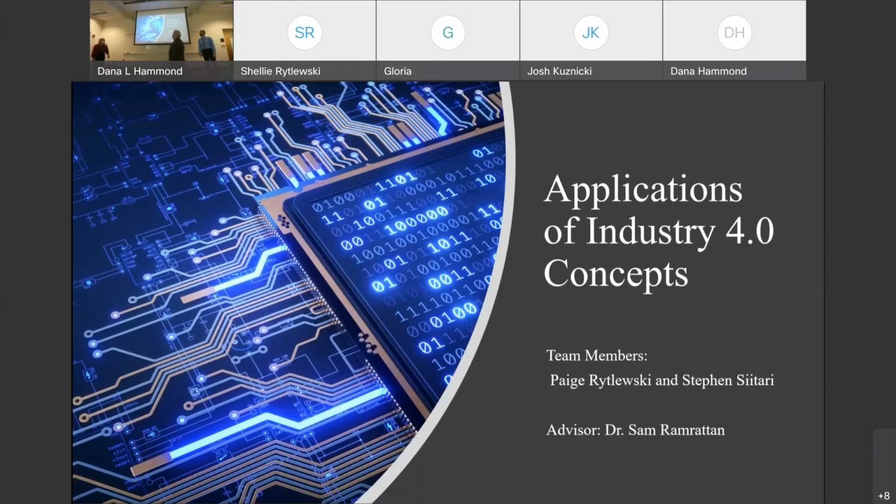So thank you for joining us. We're going to find out what Industry 4.0 is and how we can have applications of the concepts. This is a team from Dr. Sam Remet.